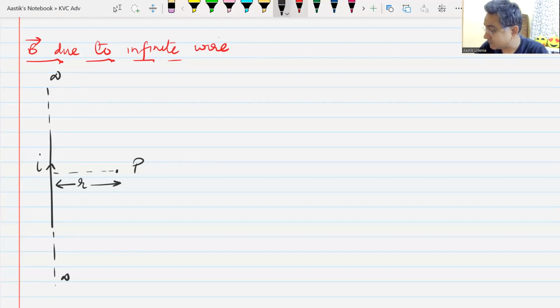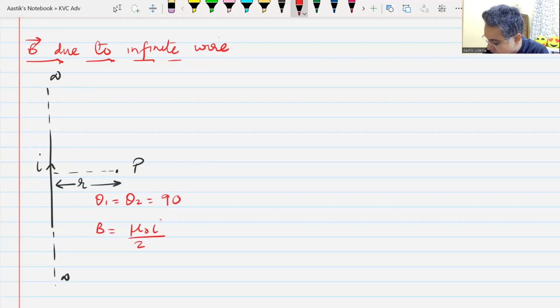So in that case, your theta 1 will be equal to theta 2 will be equal to 90 degrees, yes or no? Yes. So the formula will become mu naught I by 2 pi r. Do we understand this? Yes, sir.